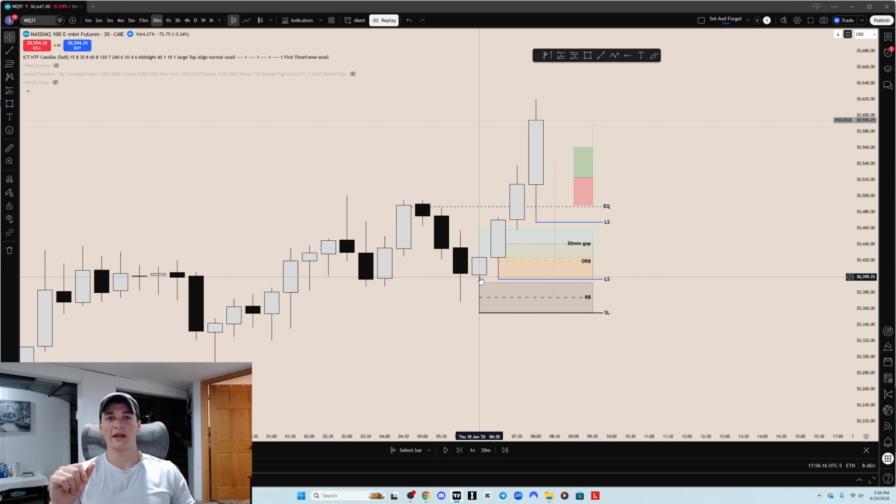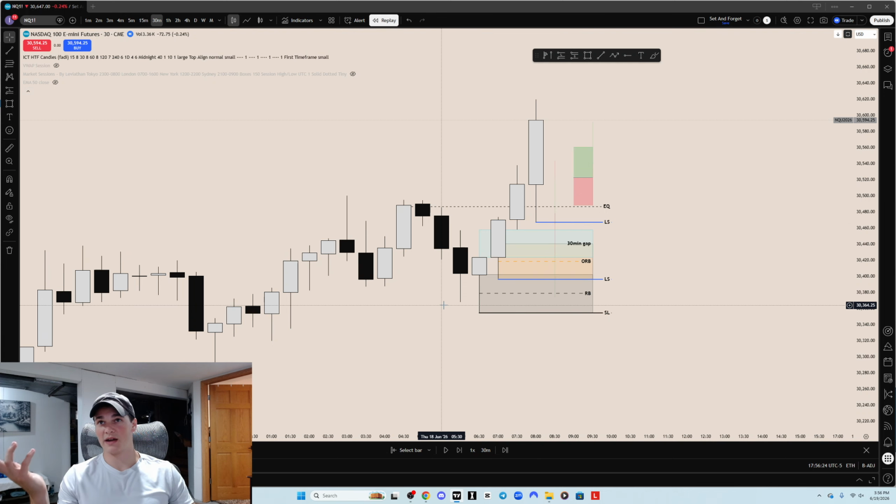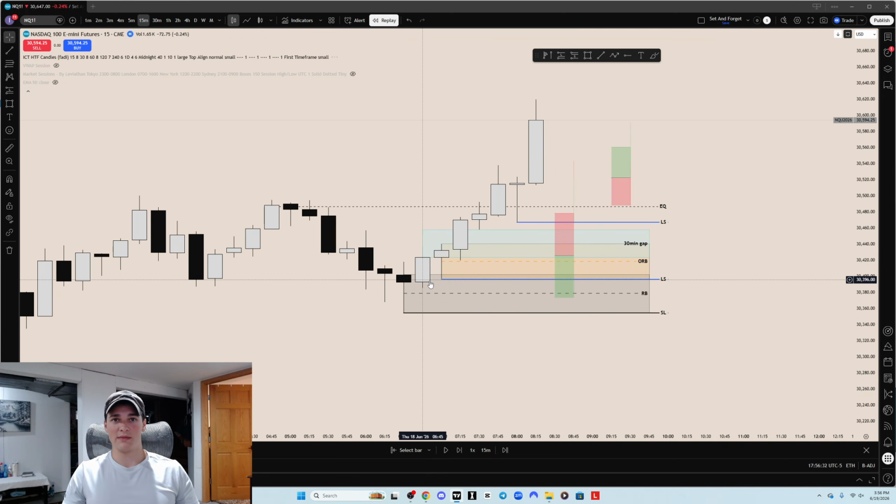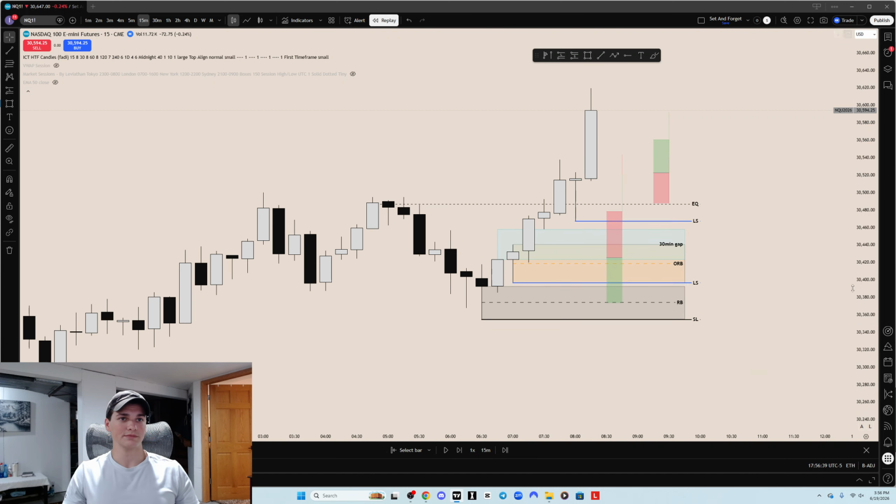And we also had a 30-minute rejection block, which on the 15-minute looks cleaner because I just didn't like how we were overlapping all these boxes. So I was like, might as well just mark the cleaner looking rejection block. We do have a 30-minute rejection block and then a 15-minute rejection block, which I just liked how it looked on the 15-minute better, but either or works.